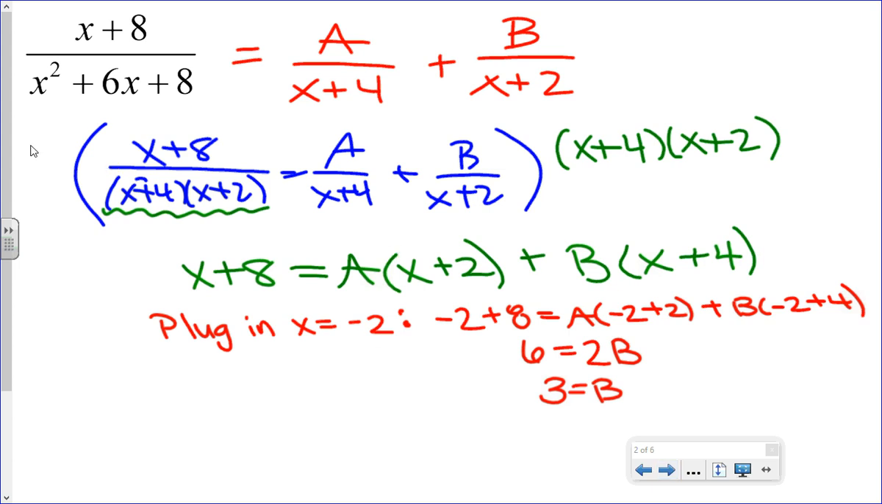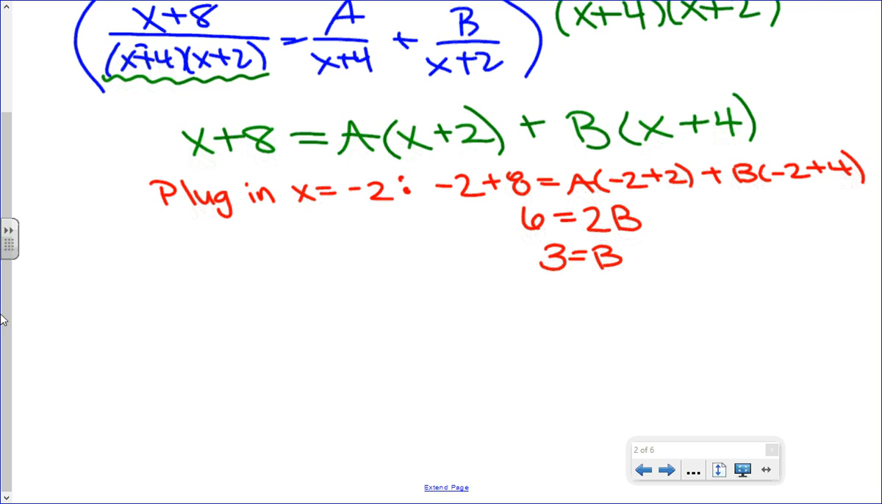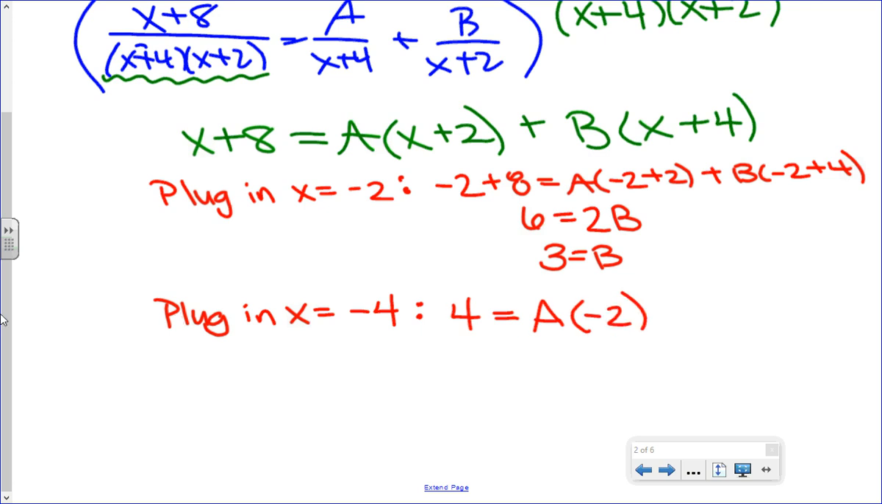Then we can do that again. But this time, what should we plug in? We want to make this go to 0. So we can plug in x equals -4. When we do that, we get -4 plus 8 equals A times -4 plus 2 plus B times 0, right? So what's A?